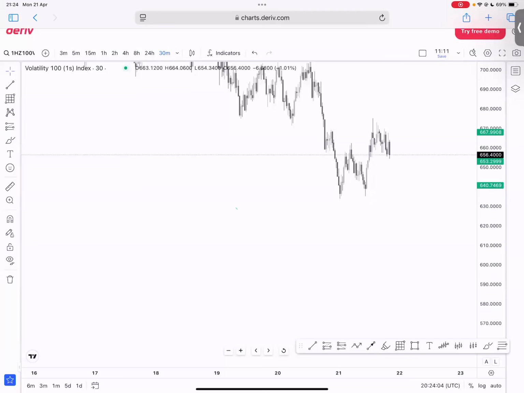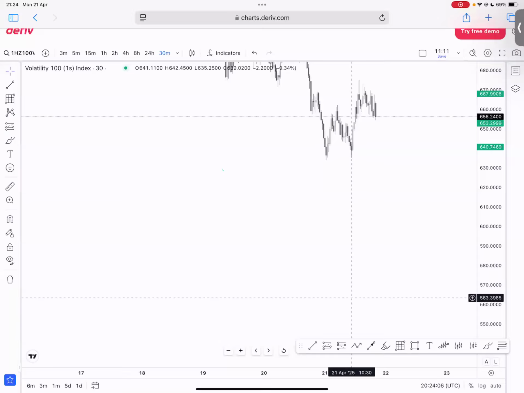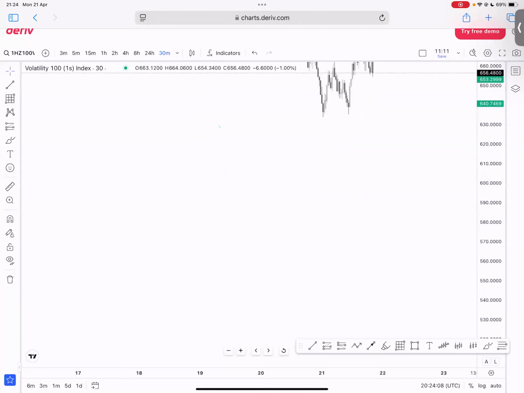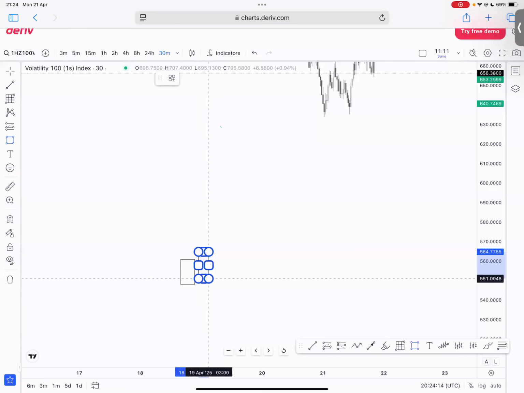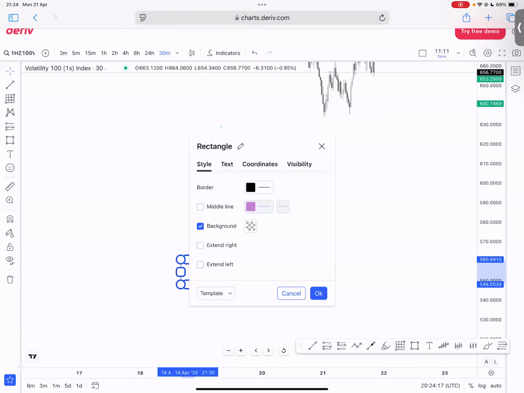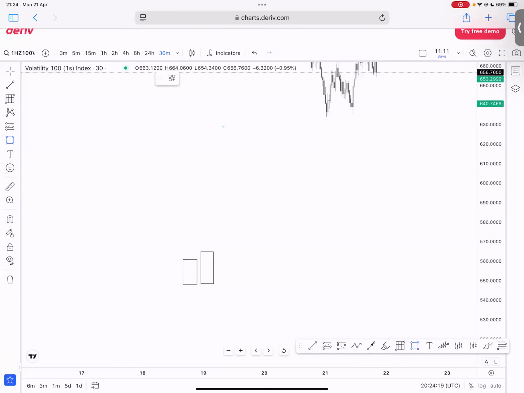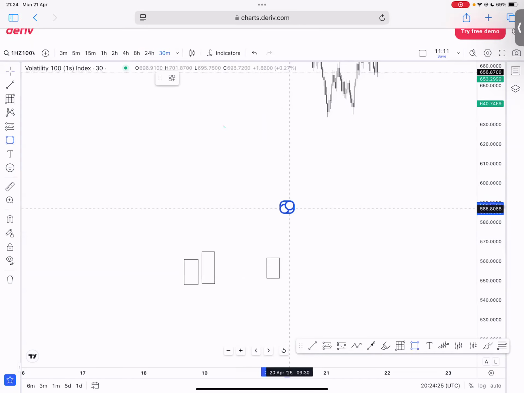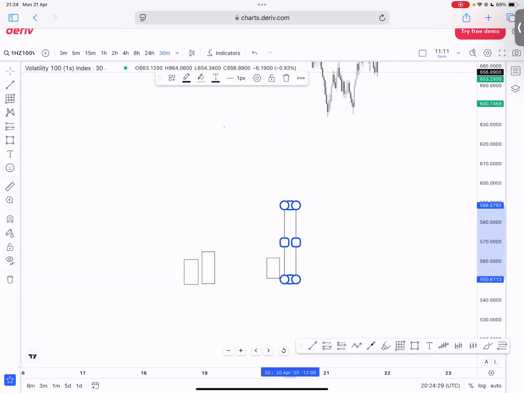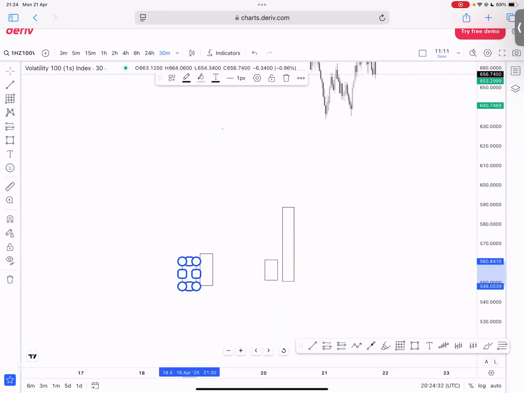Now, there's something I want you to pay attention to. This is an engulfing candlestick. Something like this is an engulfing candlestick. Let me paint this. Before the painting, something like this as well is an engulfing candlestick. This is an engulfing. Let's say this is a red.